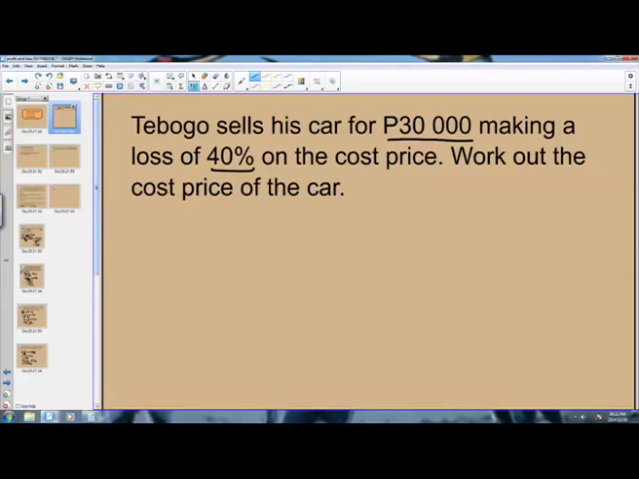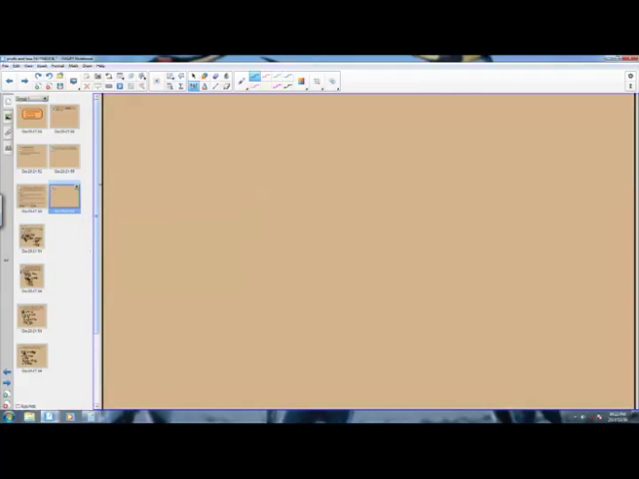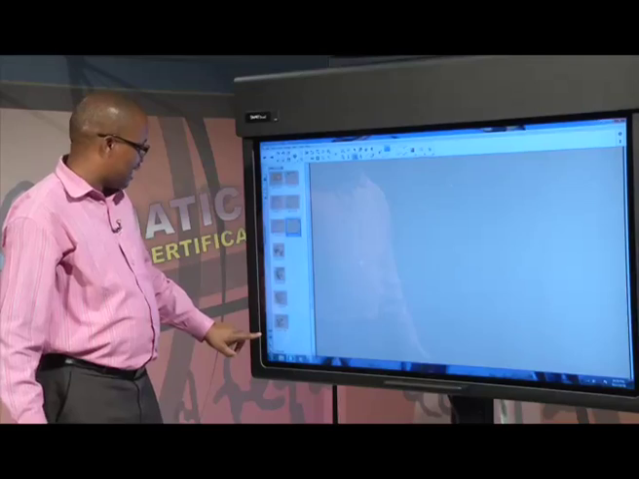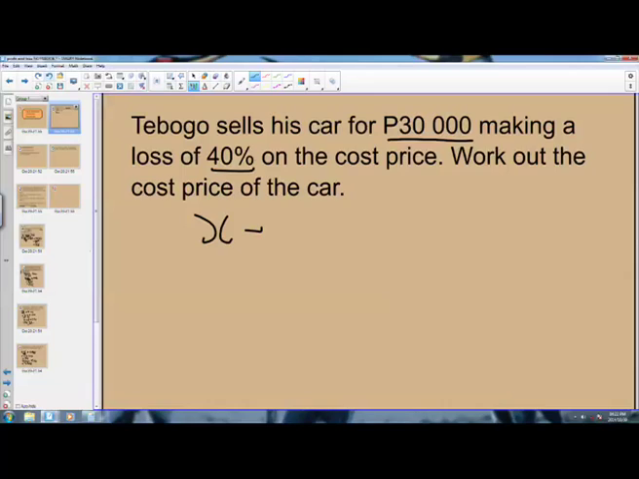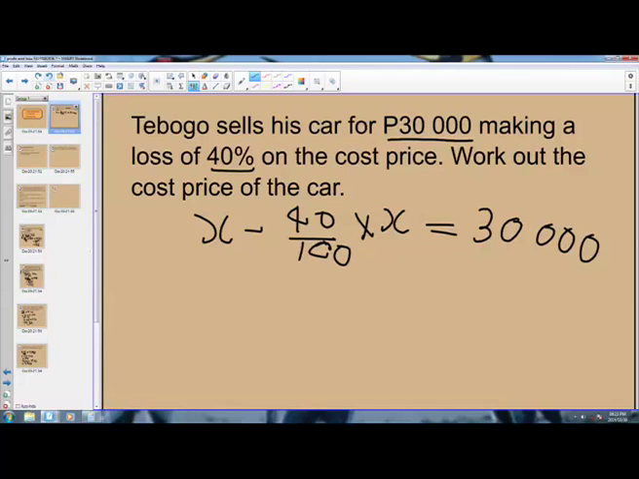Let us allow the original price of the vehicle to be X. So X minus 40 over 100, not over X but over 100, times X, giving you 30,000. That's what we have.